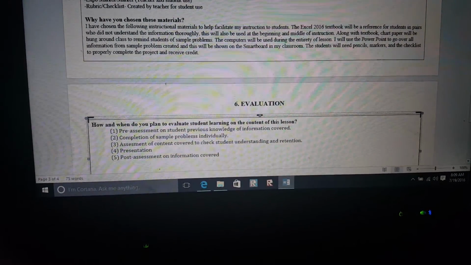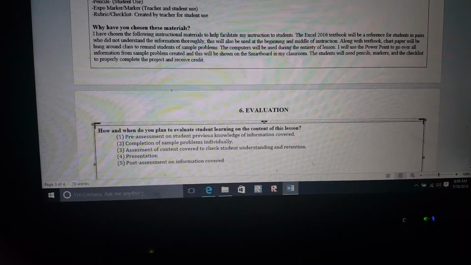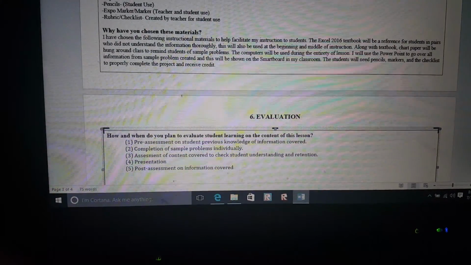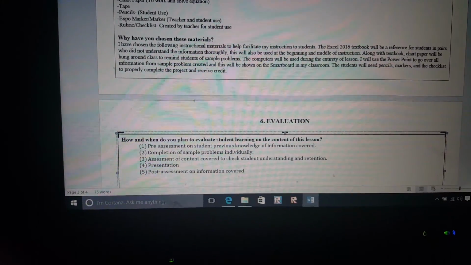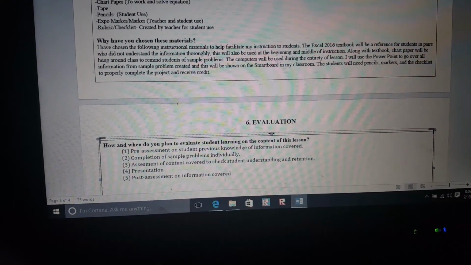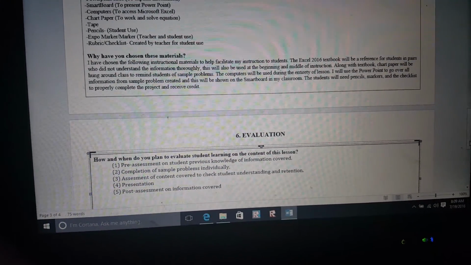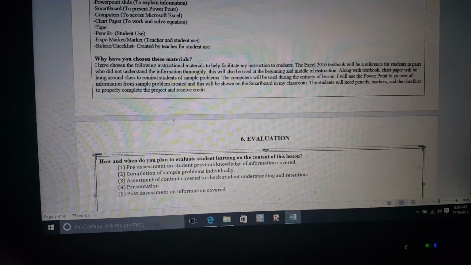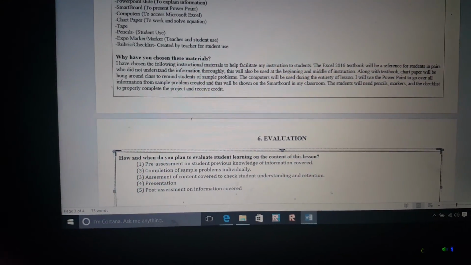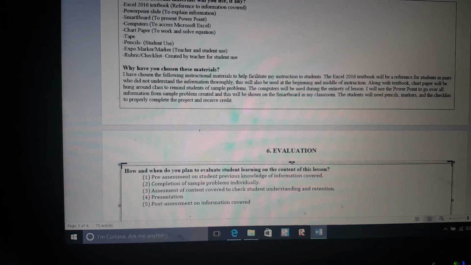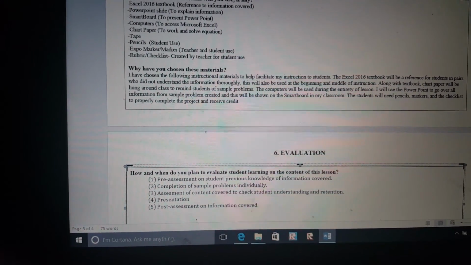I have chosen the following instructional materials to help facilitate my instruction to students. The Excel 2016 textbook will be a reference for students and peers who did not understand the information thoroughly. This will also be used at the beginning and middle of instruction. Along with the textbook, chart paper will be hung around the class to remind students of sample problems. The computers will be used during the entirety of the lesson.